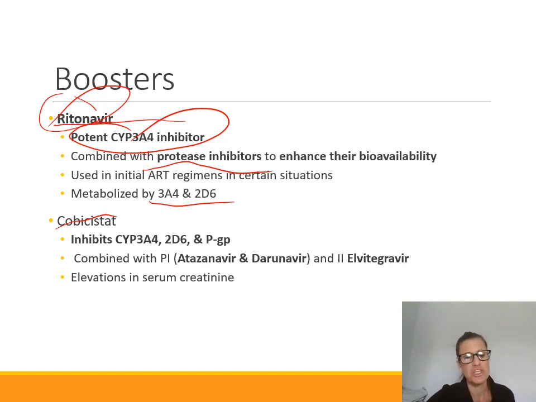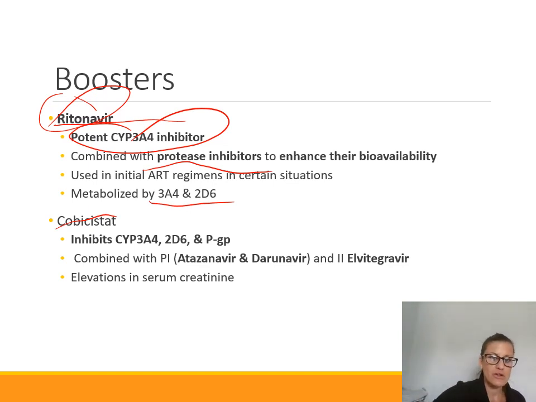Several drug interactions do occur with ritonavir. One, because it's a potent CYP inhibitor. So if you give it with other medications that the patient might be on that are metabolized by CYP3A4, you need to be aware of those drug interactions that could occur.